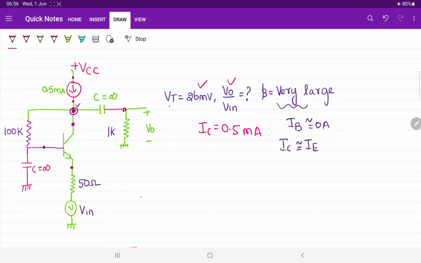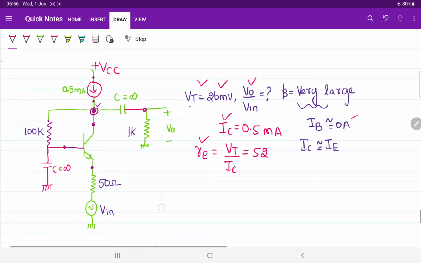Okay sir, when beta is very large, base current is approximately equal to 0 ampere. Collector current and emitter current will become equal. Now from the data given, the collector current and thermal voltage Vt are given. By using this we can calculate the value of Re, the emitter dynamic resistance. Directly we can say that it is Vt by collector current Ic. 26 by 0.5 will be 52. Both are milli, so milli will get cancelled. So we found the value of dynamic resistance directly.